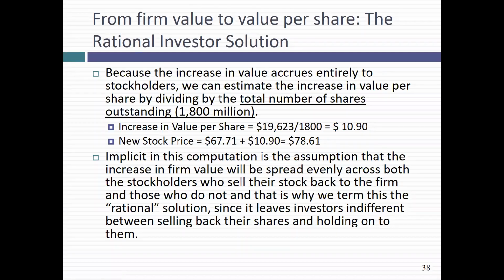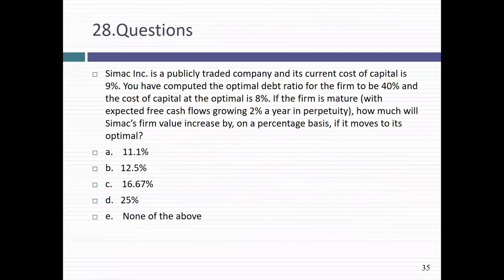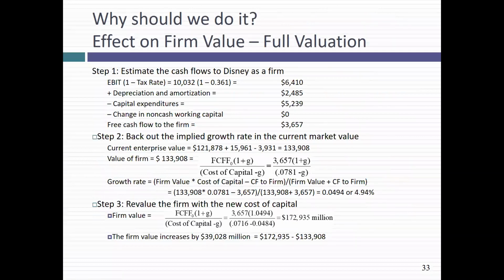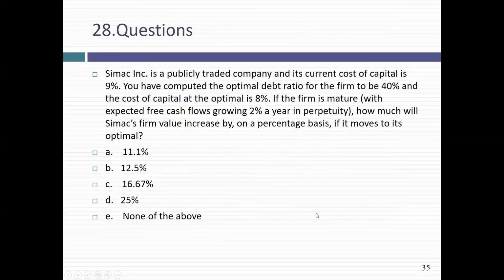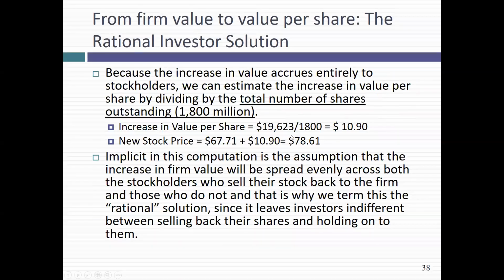Now, figuring out the new stock price at first seems quite simple. We already estimated for Disney the increase in value. We went through three different calculations, as you remember. One was the full valuation method, and we figured out that the value of the firm increased by 39 billion. The alternative was the incremental approach. We estimated the increase in value at 19.6 billion. We're going to use the 19.6 number here, but either one is reasonable.